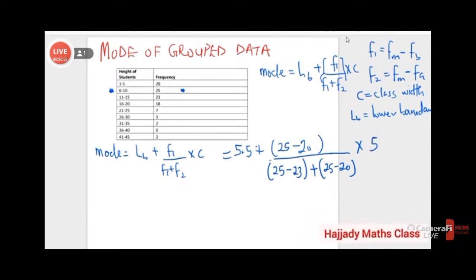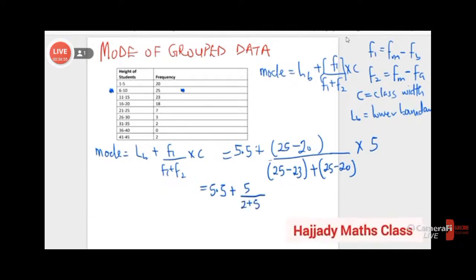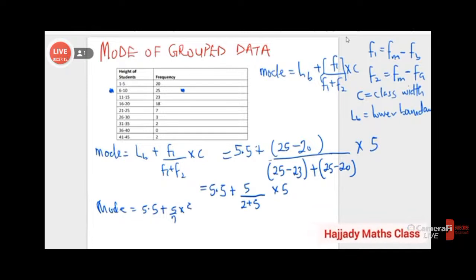Now simplifying this further, I'm going to have 5.5 plus (25 minus 20, which gives me 5) over (25 minus 23, which gives me 2, plus 5) multiplied by 5. And with this, my mode is going to be 5.5 plus 5 over 7 multiplied by 5.